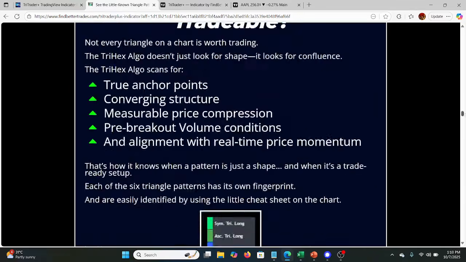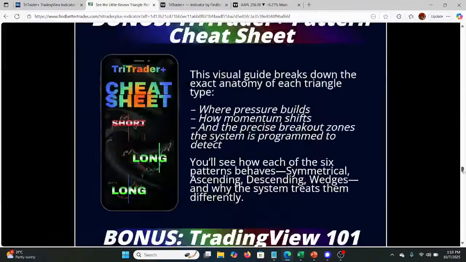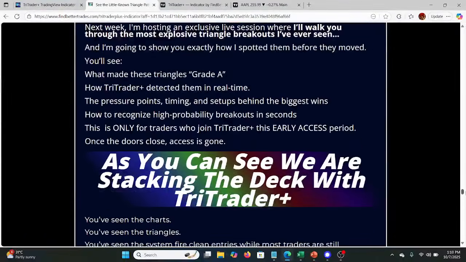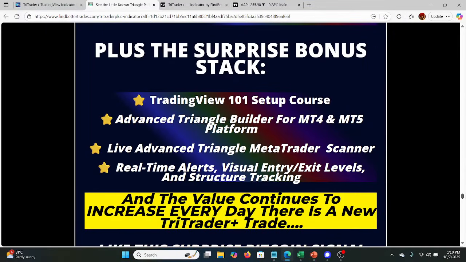So yeah, go through this page, see what you think, and then the offer's right at the bottom here, all the way down here. It's the best possible offer you'll get for it.